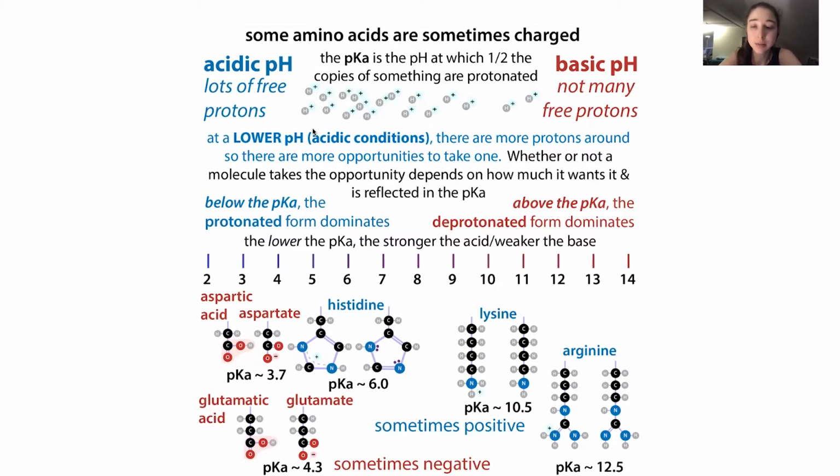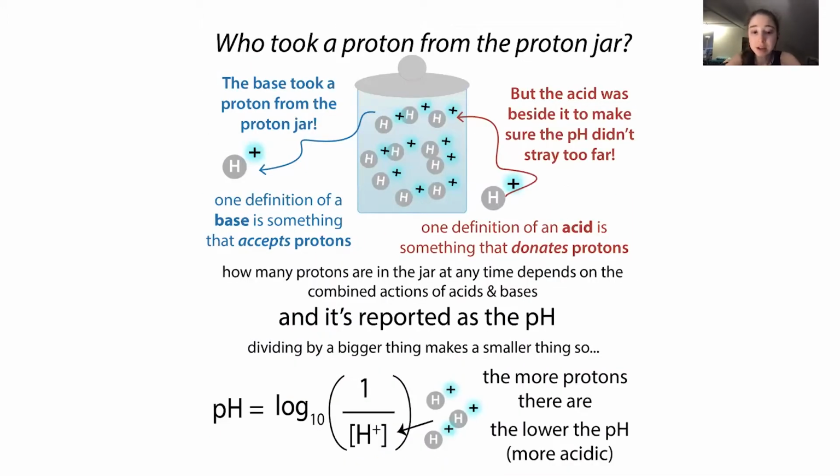So a pH is going to be an indication of how many protons are around, so the proton concentration. But it's kind of confusing because it's an inverse log. Basically, the more protons there are, the lower the pH and the more acidic. The fewer protons there are, the higher the pH and the more basic or alkaline. A couple other terms that we use: a base is something that accepts protons, so it'll take a proton, and an acid is something that donates protons, so it will give a proton. And you can think of the pH as an overall measure of the proton availability.